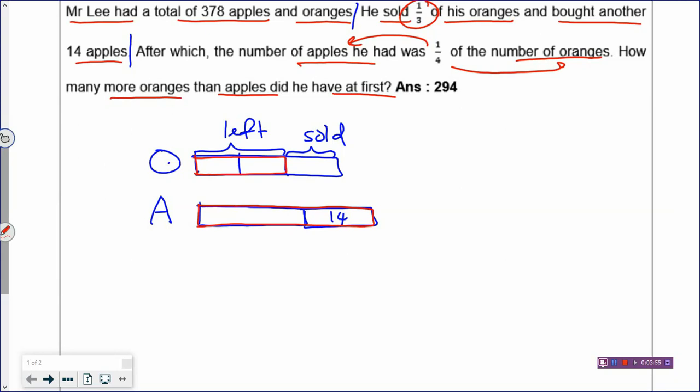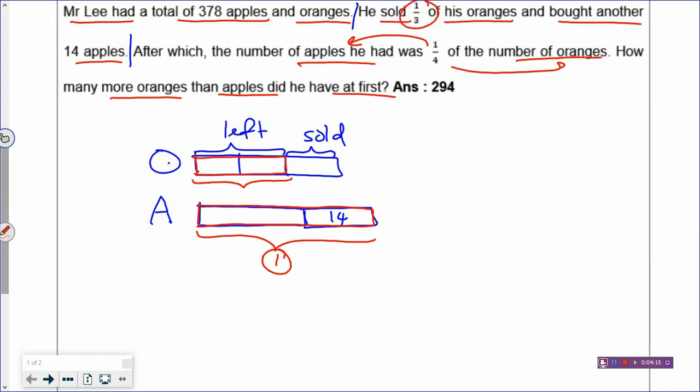Then what happened? In the end, the apples became 1/4 of the oranges. Now we have a little problem, because how can the apples, which is only 1/4 or 1 time, be longer than the oranges, which is 4 times? Let me erase this part. The drawing looks very weird, because the apples are 1 time but longer than the oranges in the end, which has to be 4 times. So you have to make an adjustment to the model.